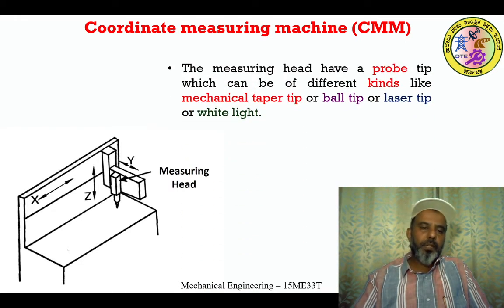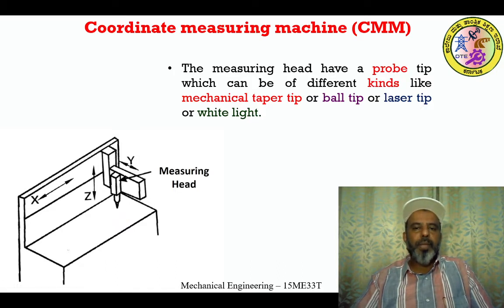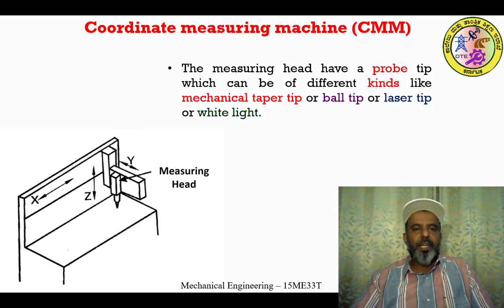And if you see here, this is the measuring head. This is very important in the case of a CMM. This measuring head always has a probe. This is the probe tip, and this probe tip can be available in different varieties. The different varieties may include a mechanical taper tip, a ball tip, a laser tip, or it may be made up of a white light. That is a monochromatic white light.